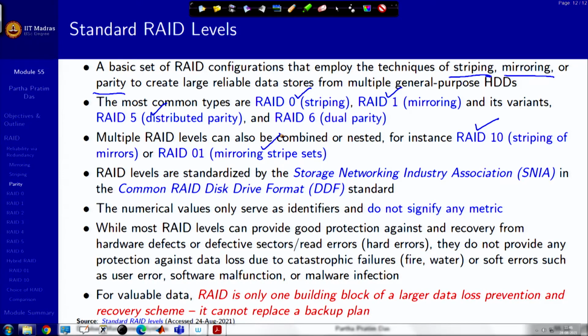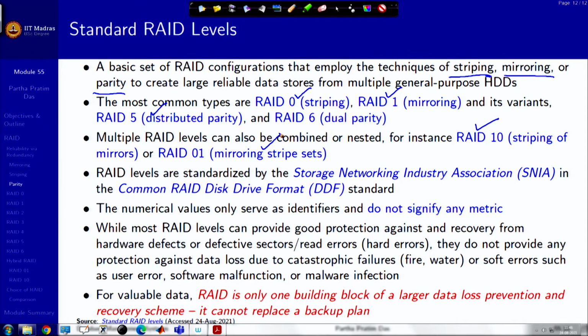Now, the important thing to note is do not think that this is a hierarchy of levels, that is, 1 is better than 0, 2 is better than 1 or something like that. It is just a way to identify them. There is no metric of performance or reliability that is associated with them.